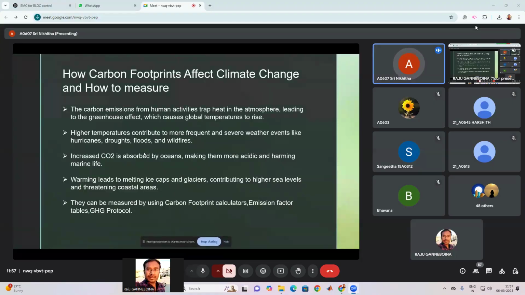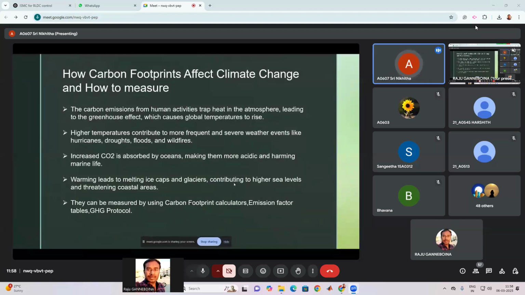And how carbon footprints affect climate change and how to measure them. The carbon emissions from human activities trap heat in the atmosphere, which leads to the greenhouse effect and causes global temperatures to rise. Higher temperatures contribute to more frequent and severe weather events like hurricanes, drought, floods, and wildfires. Increasing carbon dioxide is absorbed by oceans, which makes them more acidic and harmful to marine life. Warming leads to melting ice caps and glaciers, which contribute to higher sea levels and threaten coastal areas.